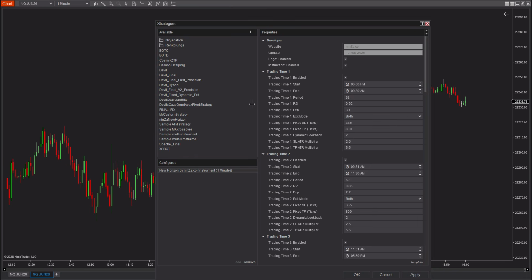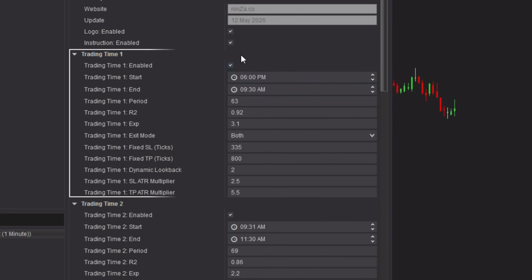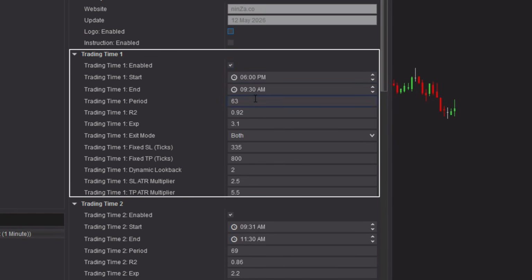First, let's start with the first trading time, from 6 p.m. to 9:30 a.m. This is a period with low volatility, so to optimize the strategy for this time frame, we'll set up a unique set of parameters. This ensures the system performs smoothly and effectively during these quieter market hours.